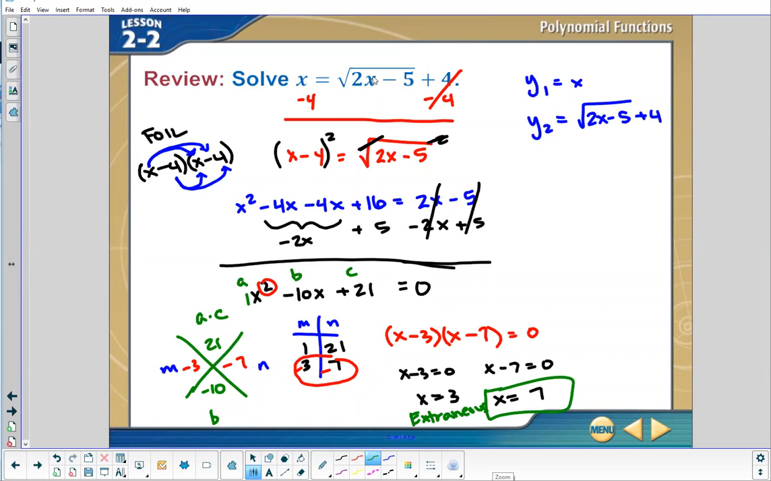This doesn't work though. If you plug it in, what's 2 times 3? So we're saying 3 is x. I'll prove it to you. What's 2 times 3 here? 6. 6 minus 5 is 1. Square root of 1 is 1. So we have 1 plus 4. What's 1 plus 4? Does that equal 3? No, it doesn't, does it?